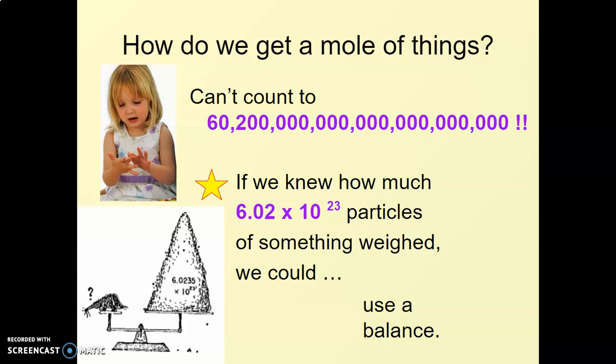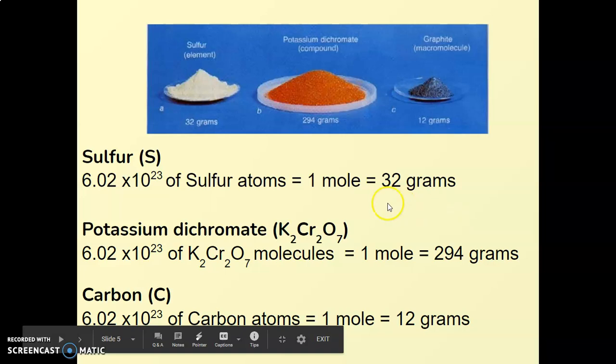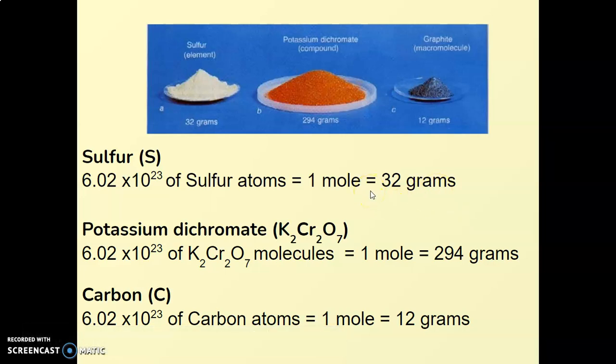But what we can do is use weight. We can use a balance, measure the mass of something, and know from that mass how many atoms we must have. That's why it's useful to know how much a mole is, so that we can talk about it in terms of moles, in terms of that mass that we are weighing. So for example, going back to that same picture, if we have 32 grams of sulfur, we know that that is 1 mole of sulfur that we have in front of us.